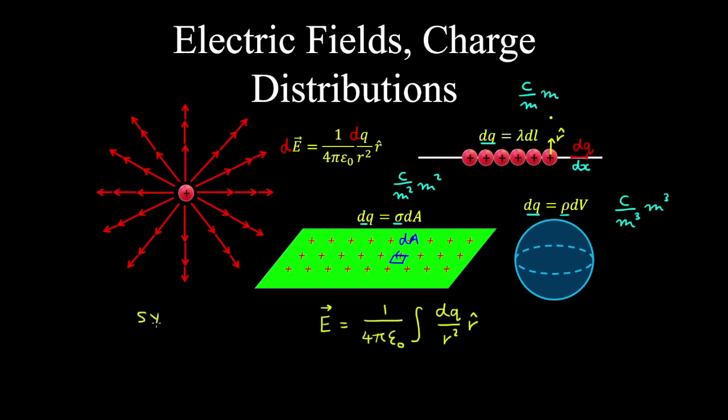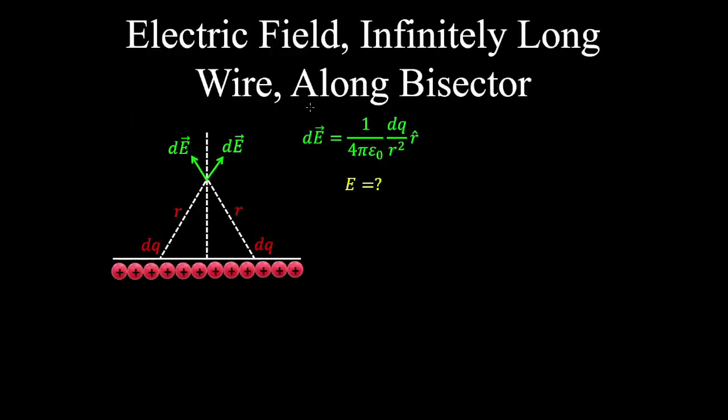And we'll utilize symmetry to our advantage to simplify determining the electric field for a charge distribution on different bodies. And now we'll cover some examples where we apply this integral. Let's determine the electric field for an infinitely long wire at a point along the bisector.